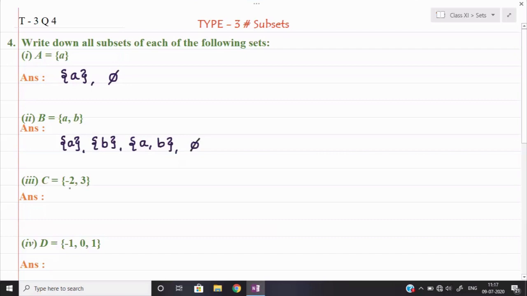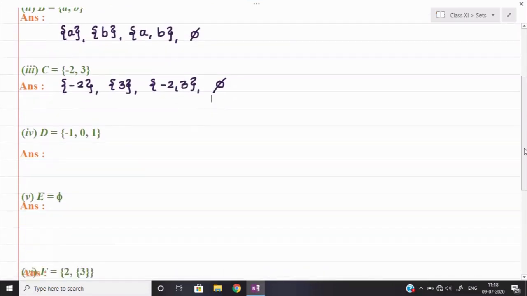Similarly, the third one, {-2, 3}. So the first part will be {-2}, the second part will be {3}, the third part will be {-2, 3}, the set itself, and the last part will be ϕ. Now let us see some more parts remaining here.